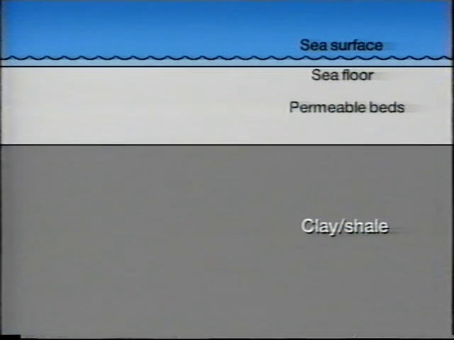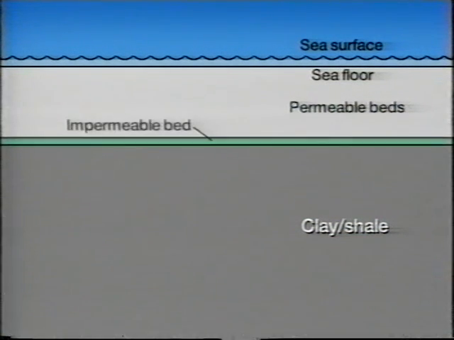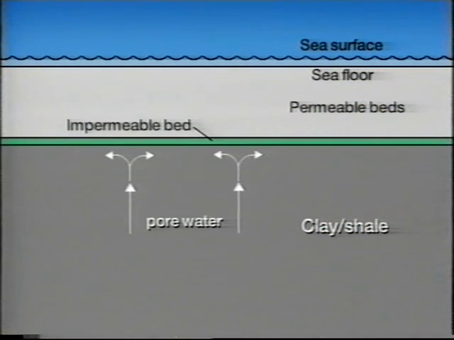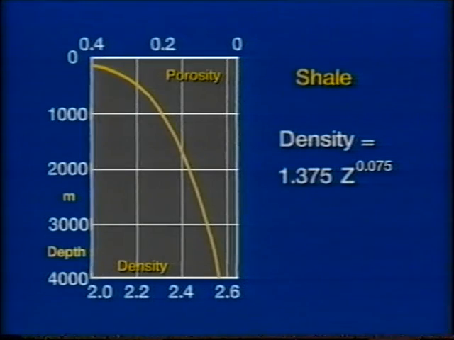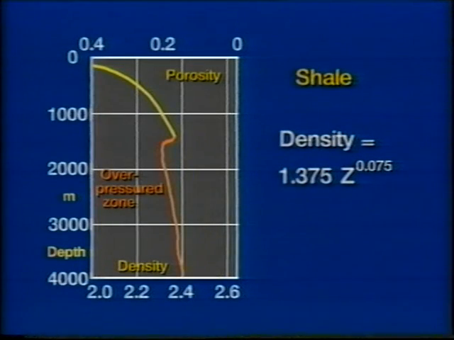If it happens that the shale succession is interrupted by an impermeable layer, salt for example, then the water in the pores below can no longer be squeezed out back into the sea. It is trapped in the pores, and so resists their closing. The water is now contributing to the support of the overburden. It is overpressured, holding the grains apart. The density is therefore anomalously low in an overpressured zone.